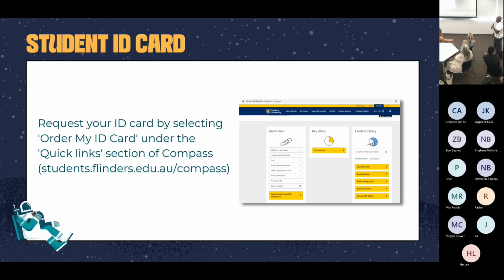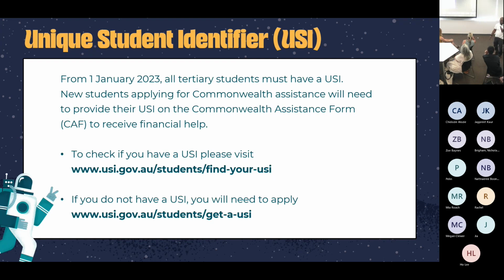We'll just move on. Now, the USI. This is fairly important, so please, if you've zoned out for a moment, this is the moment to please pay attention, okay? And I'll make sure I stand here so everyone can see this. From the beginning of this year, all tertiary students must have a unique student identifier, a USI, okay? It's very important that new students, particularly for applying for Commonwealth assistance, will need to provide their USI on your Commonwealth assistance form, the CAF, to receive financial help. Now, to check to see if you have a USI, please visit that address to find your USI. If you do not have one, you will need to apply.